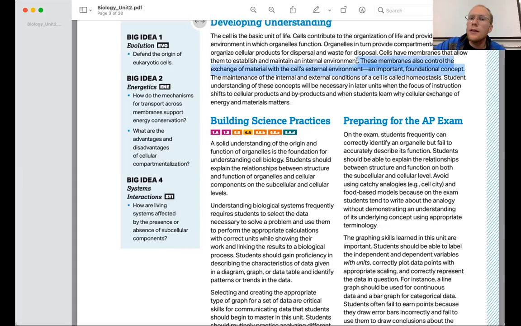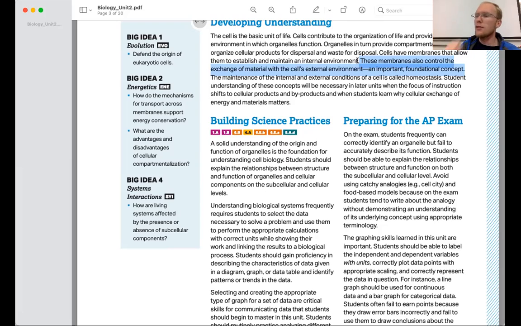They want to emphasize that the cell membranes control the exchange of material with the cell's external environment. Of course, this is the whole purpose of having a semi-permeable membrane. Different cells have slightly different types of membranes. For example, in plant cells, the cell wall is a cellulose-rich extra layer, whereas animal cells have the phospholipid bilayer. So it looks different depending on what the cell is, but all cells have a semi-permeable membrane.